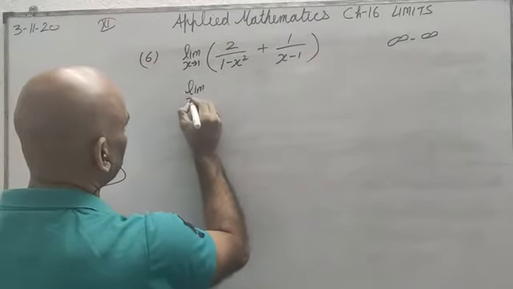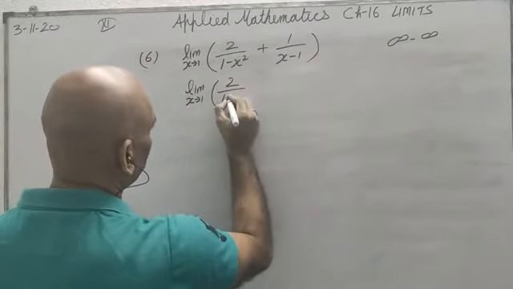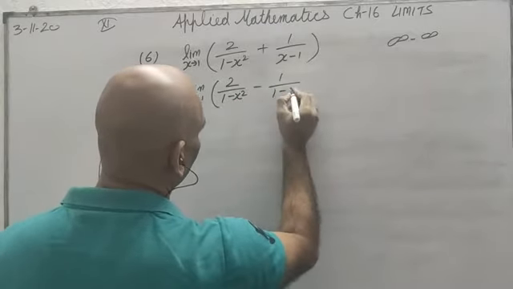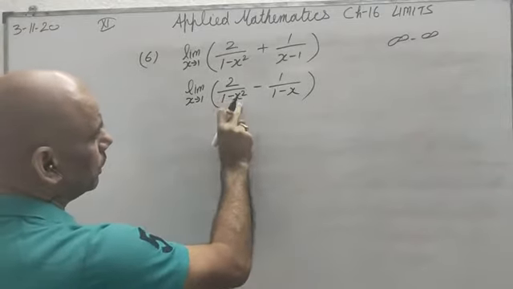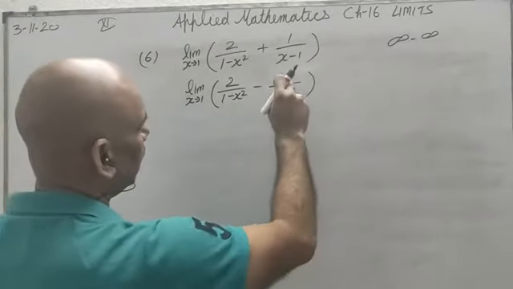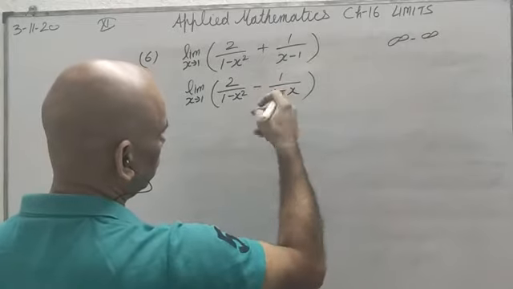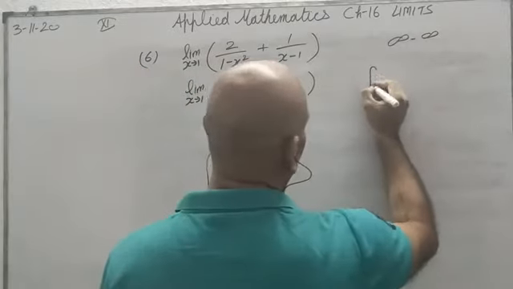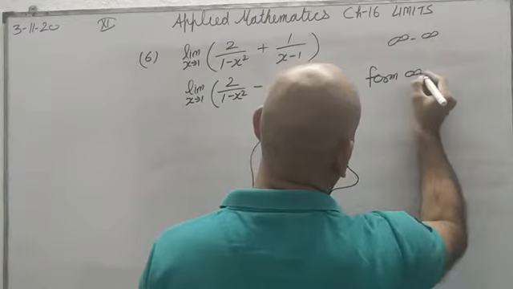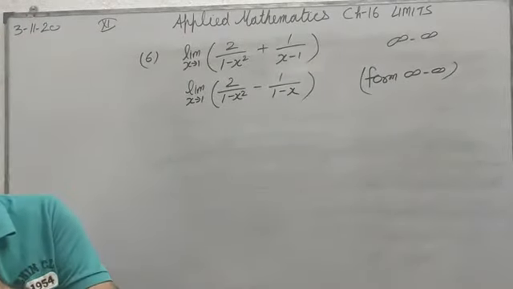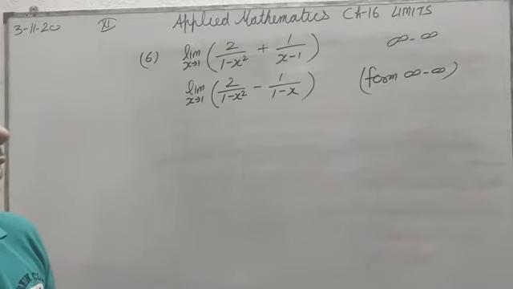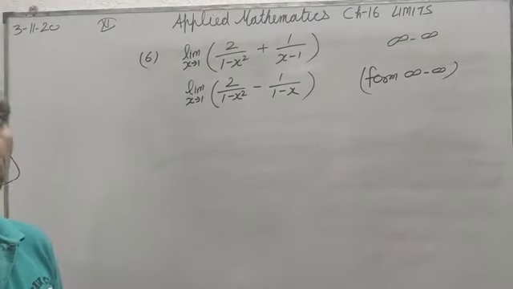Limit x tends to 1, 2 upon 1 minus x square minus 1 upon 1 minus x. Now look, when I am substituting x as 1, this is 1 minus 1, 0, 2 upon 0 is infinite, 1 minus 1, 1 upon 0, that is also infinite. So the form is infinite minus infinite. Now let us reduce it to 0 upon 0, and once it is 0 upon 0 then we will factorize it, and once it is not 0 upon 0 then we will substitute the limit in it.